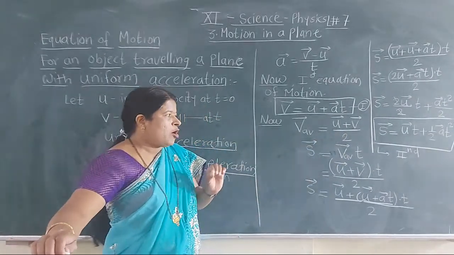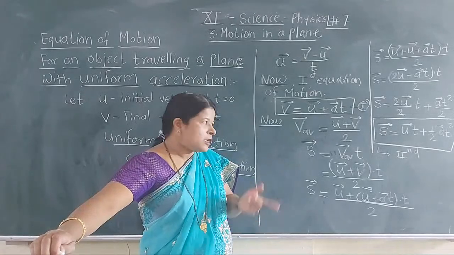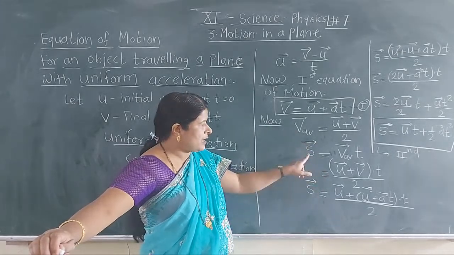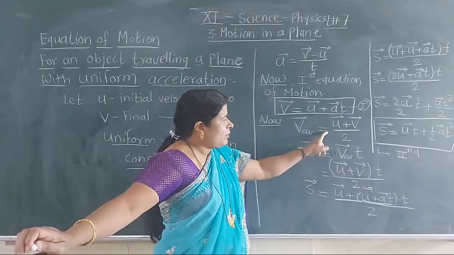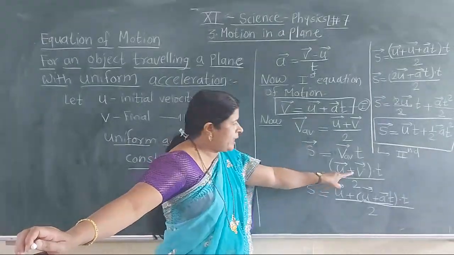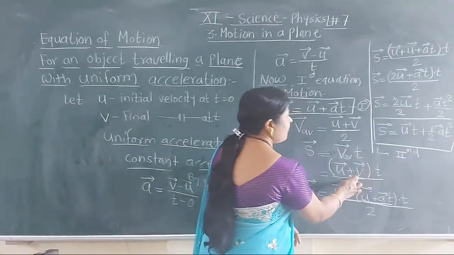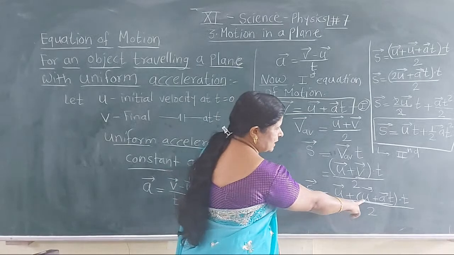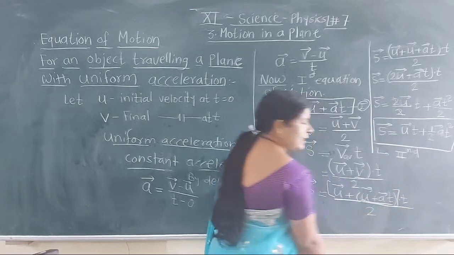Now, the object is in motion. That is, there is displacement, so vector s, displacement in a direction. Therefore, vector s is equal to v average into t. We know the value of v average. Therefore, substitute here the average velocity's value multiplied by t. And then we substitute the value of v by using the first equation, u plus at. The value is substituted, divide by 2 and multiply by whole bracket multiply by t.